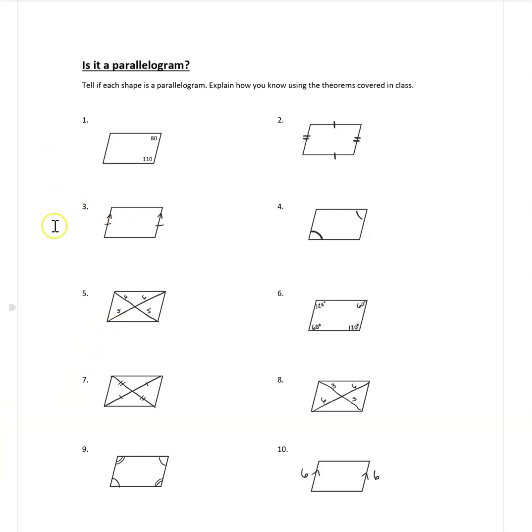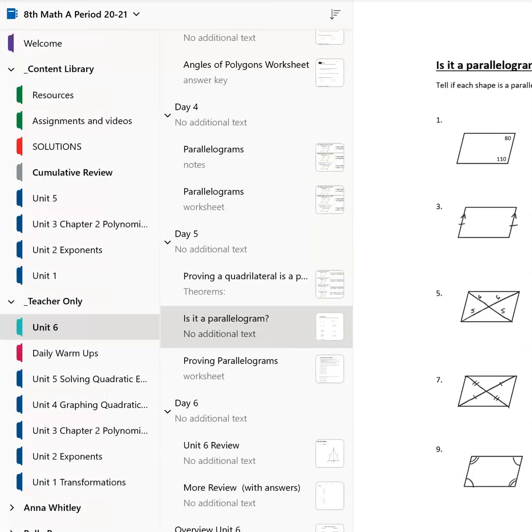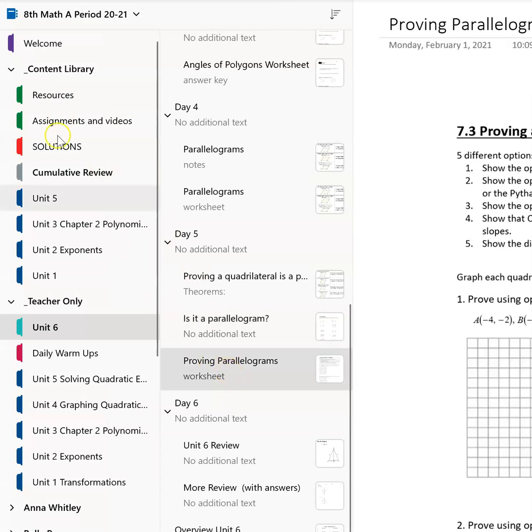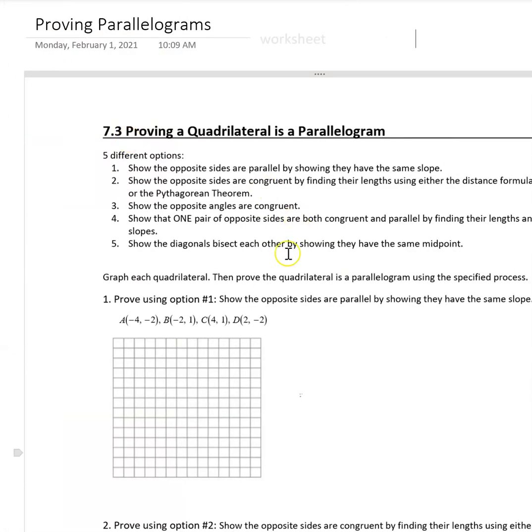And then once you're finished with this, you're going to check your answers in the solutions folder. And then when you're finished with that, you're going to use this proving parallelograms sheet, and it's going to give you the shape to graph, and then it's going to tell you which theorem to use to prove that it's a parallelogram.